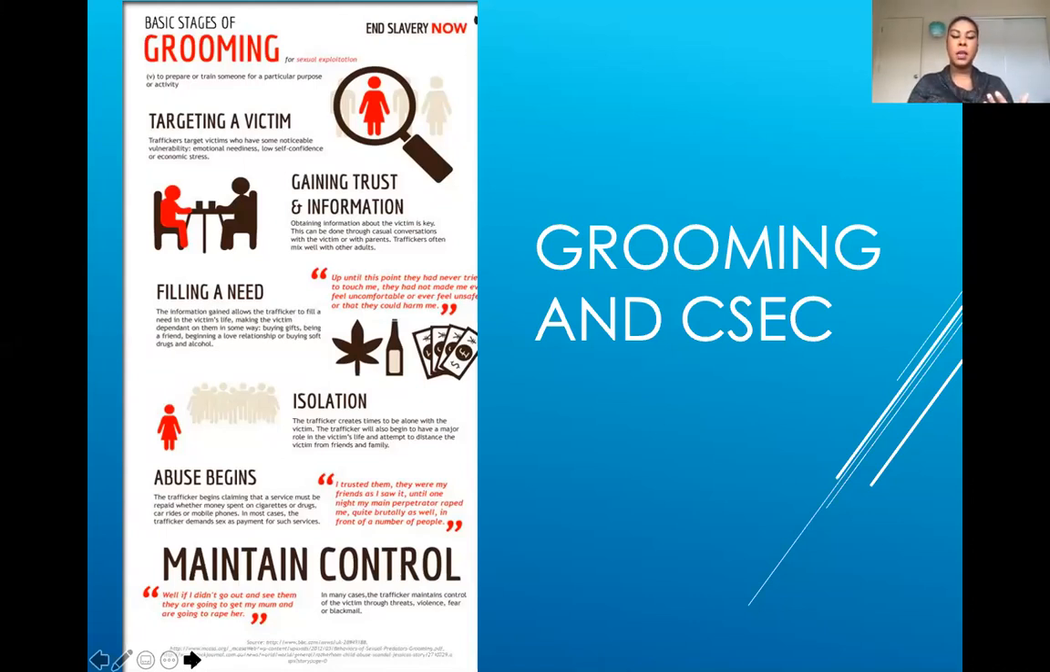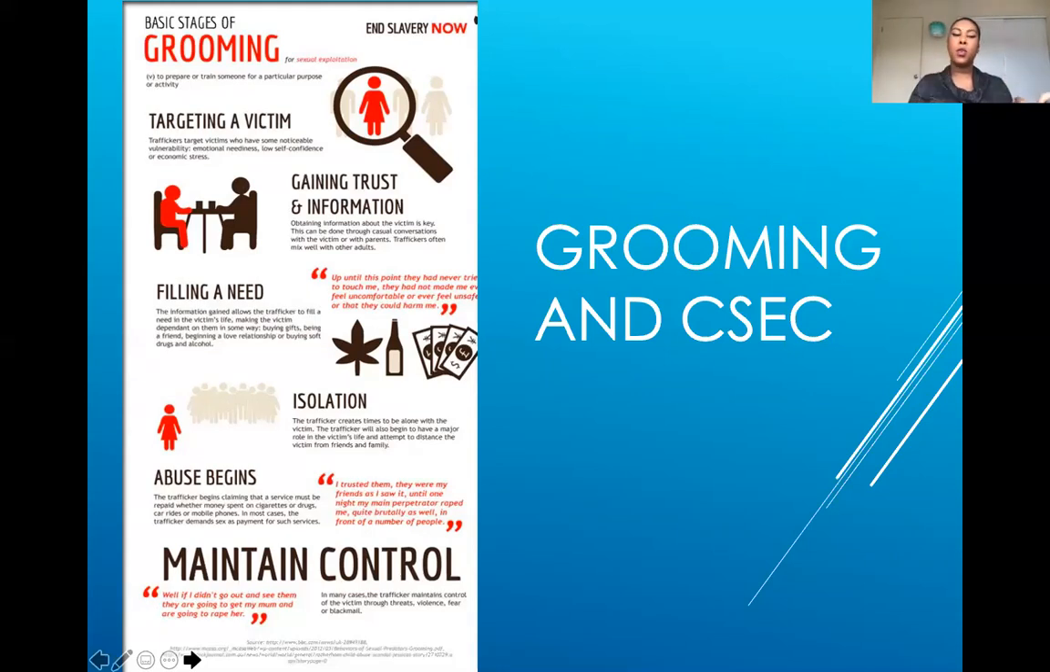So grooming is a really slow process, or it can be a slow process. Oftentimes when we hear about these things in popular media, we hear this idea of, oh, this person was kidnapped off the street, thrown into a prostitution situation or into a CSEC situation, and then someone's going to save them. They're going to readily identify as a victim, and that's rare. I won't say it doesn't happen, but that is exceptionally rare. What usually happens is more of this process.